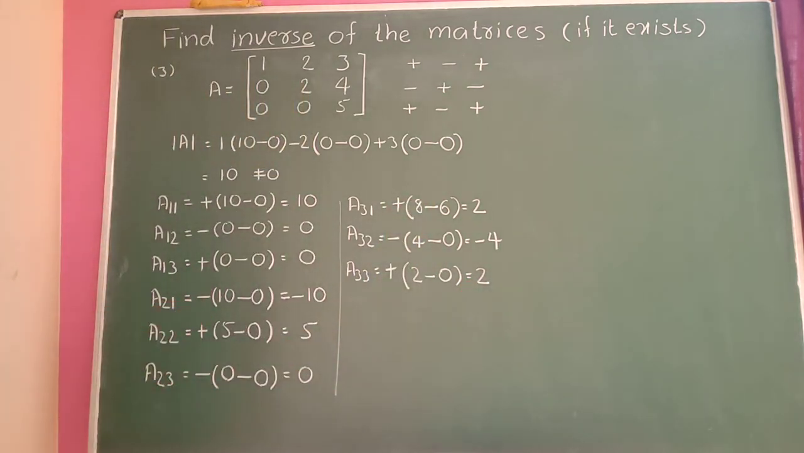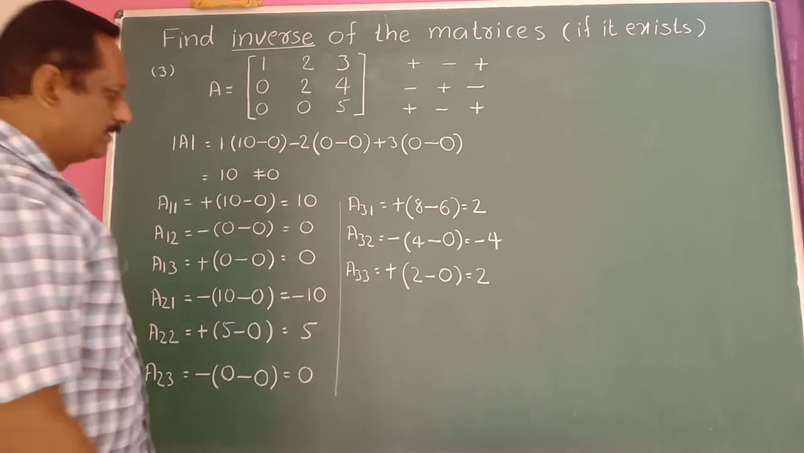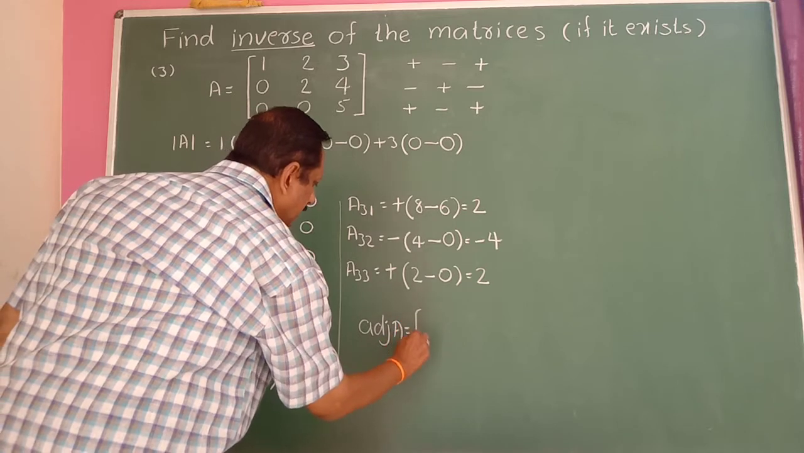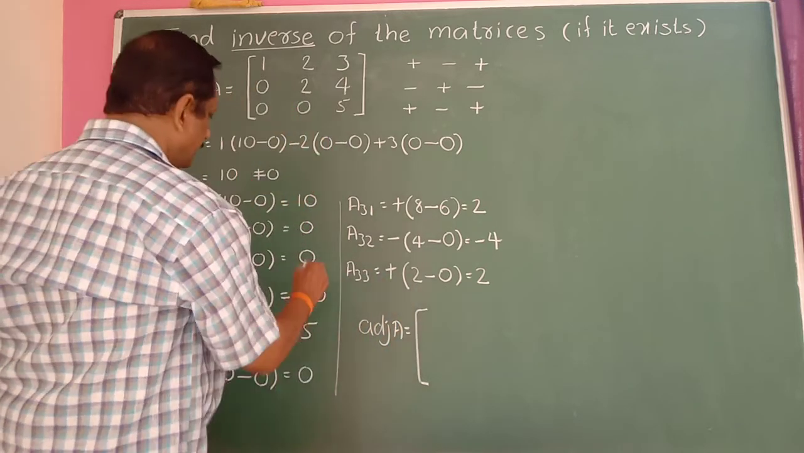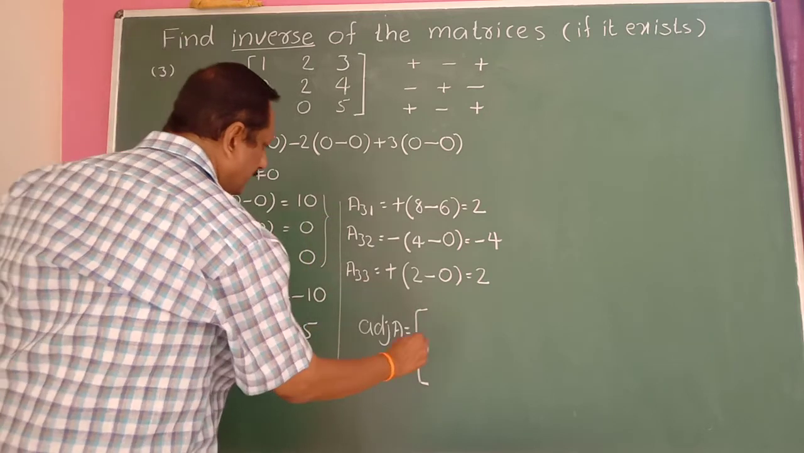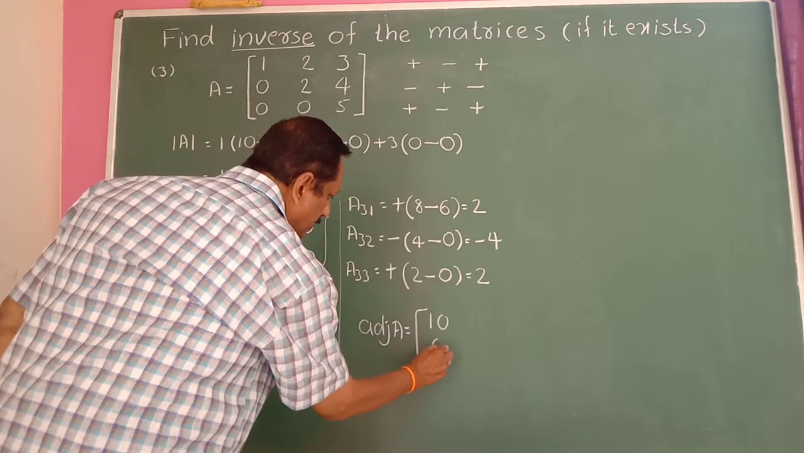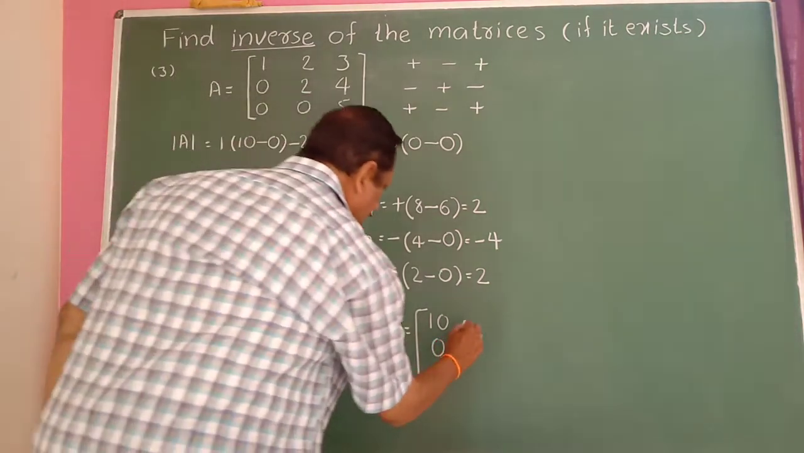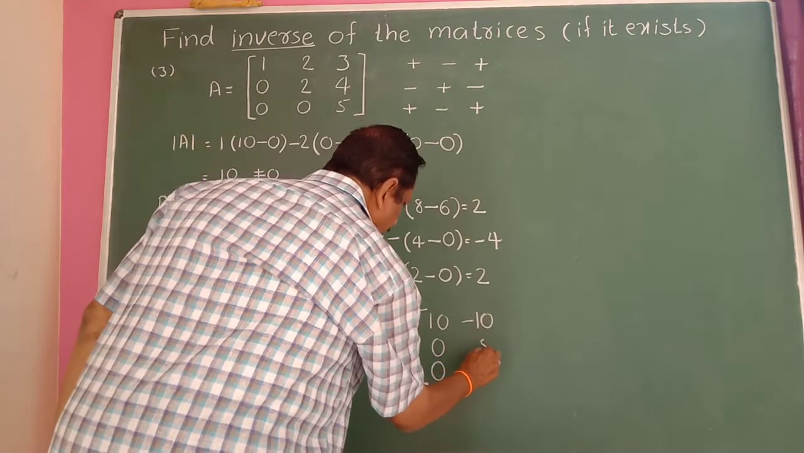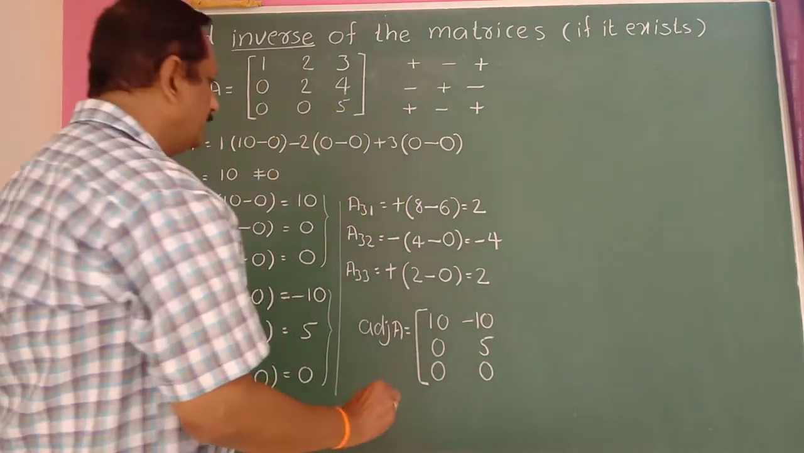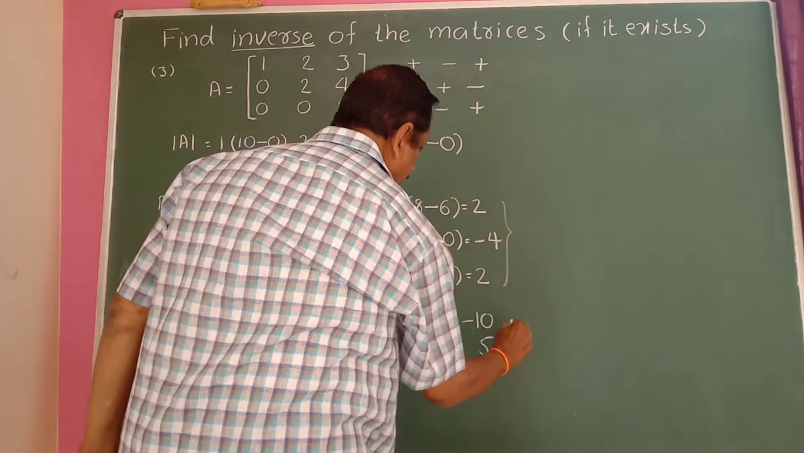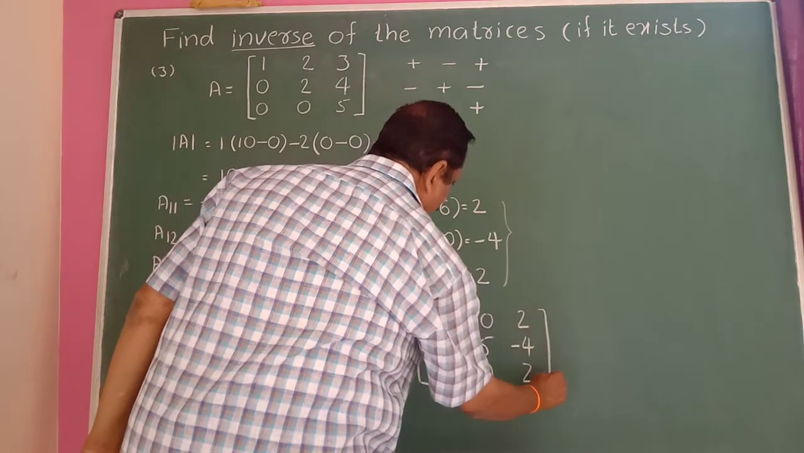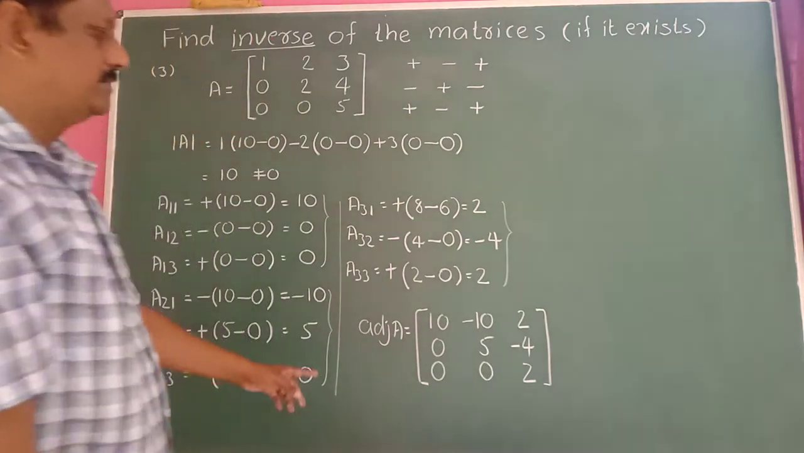So these are the cofactors of respective elements here. Then the adjoint of the matrix here. Adjoint of A is equal to this matrix here. So write the first 3 elements in the first column here. So 10, 0 and 0. Next 3 numbers in the second column. So minus 10, plus 5, plus 0. Next 3 numbers. So 2, minus 4 and plus 2. This is the adjoint of the matrix here.